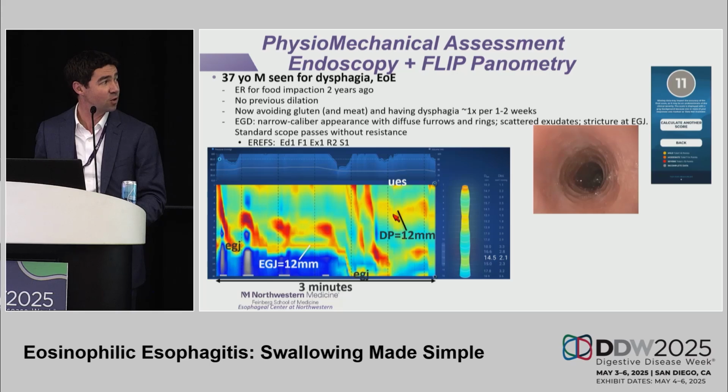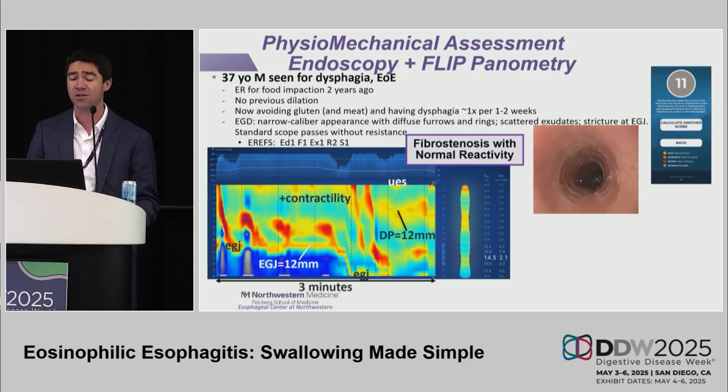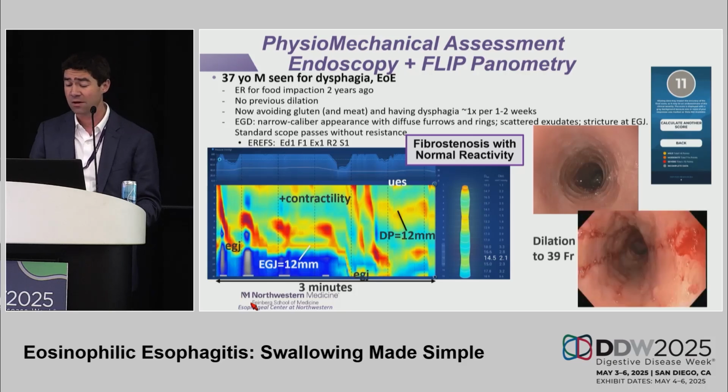See the distensibility plateau in the proximal esophagus of 12 millimeters. We can see that there is some contractility present. This gives us a Hirano classification phenotype of fibrostenosis with normal reactivity. And then ultimately identifying these two areas of narrowing of 12 millimeters, we dilate to 39 French using a bougie and get a nice responsive stricture.